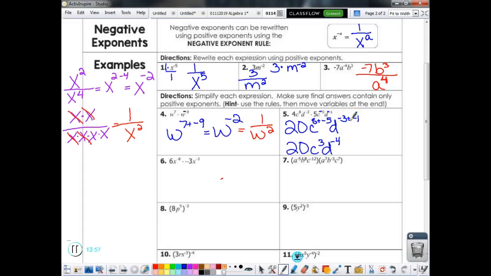Can I leave this like this? No, what do you have to do? 1 over d to the 4th. So it should be like this, right? Because the 20 and the c to the 3rd power, these are still positive, so they stay on the top. The positives stay on the top, exactly. Only the negatives are the ones that go on the bottom. So that's why the d to the 4th goes to the bottom, okay? Any questions?